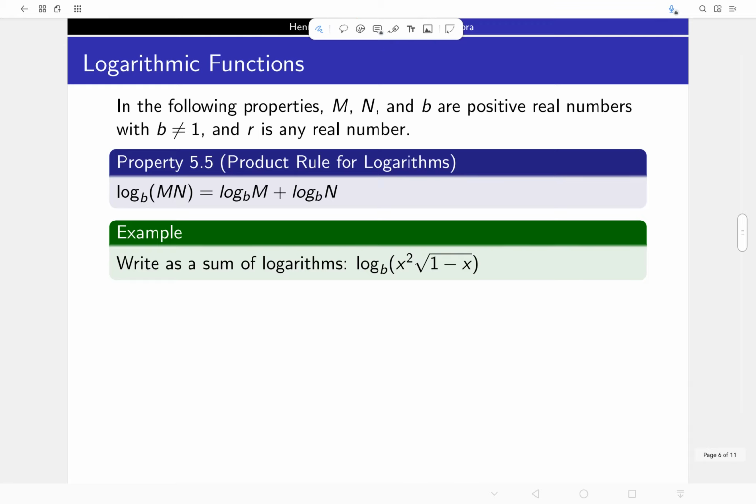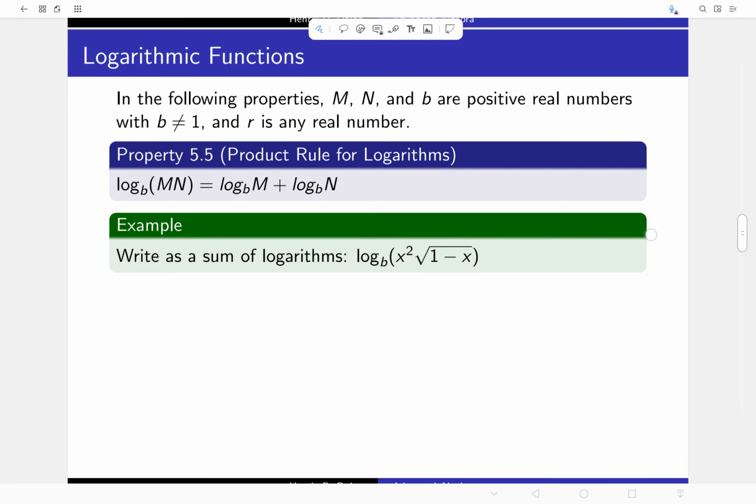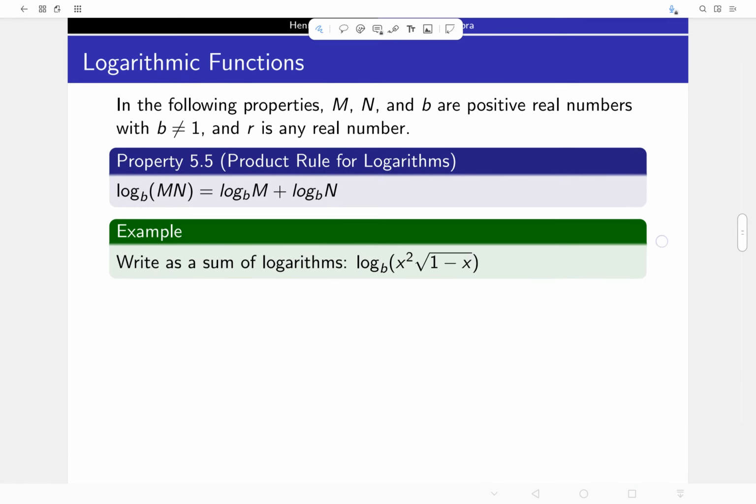On the third part of our video, we will discuss more properties of logarithms, and then we will simplify more expressions involving logarithms. So that would be all for this video. Thank you very much and have a nice day.